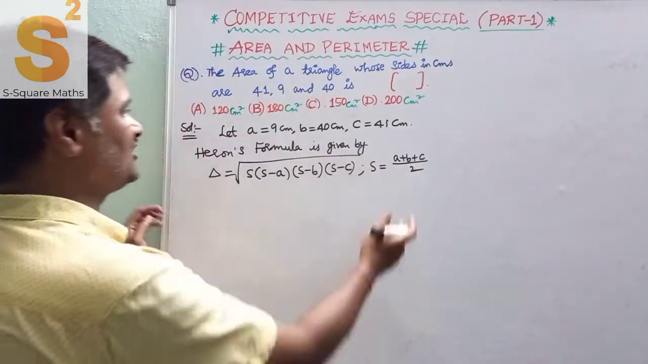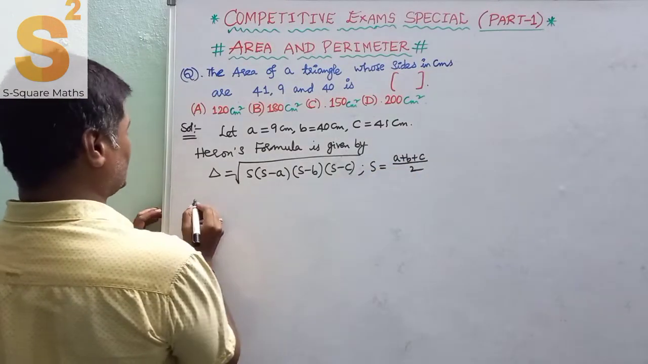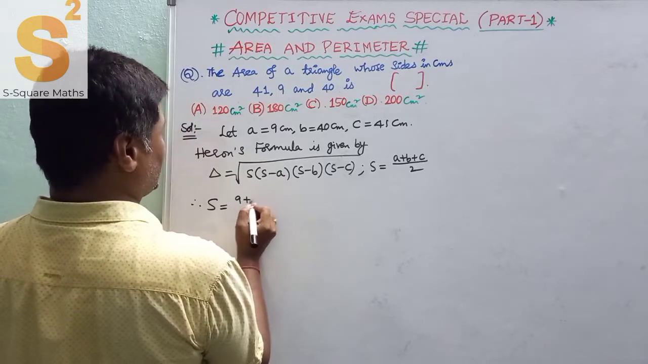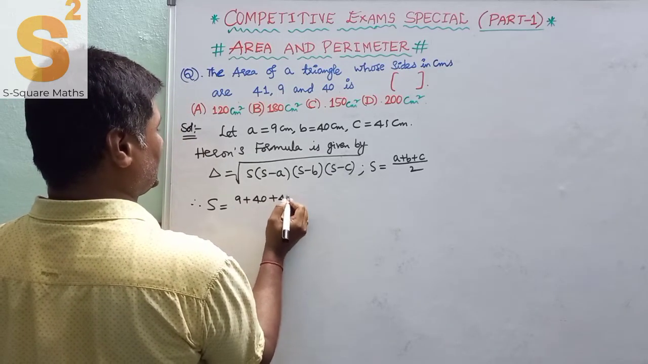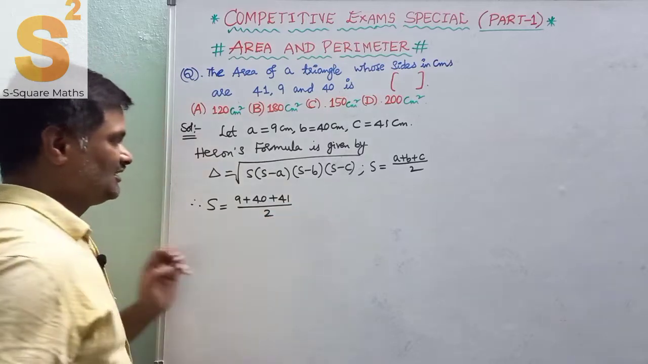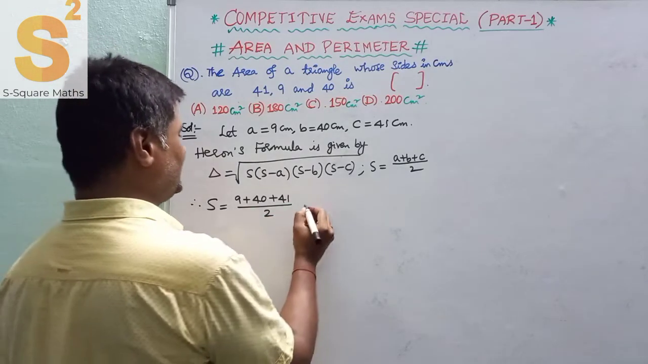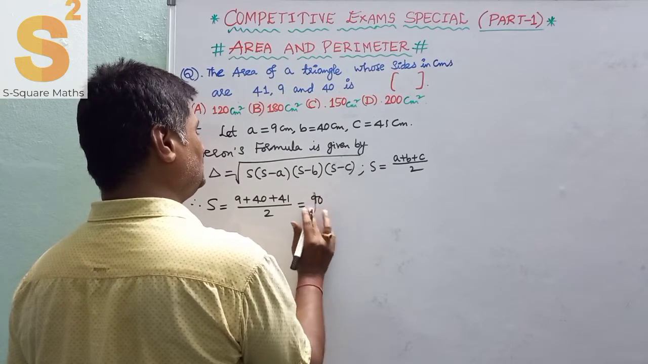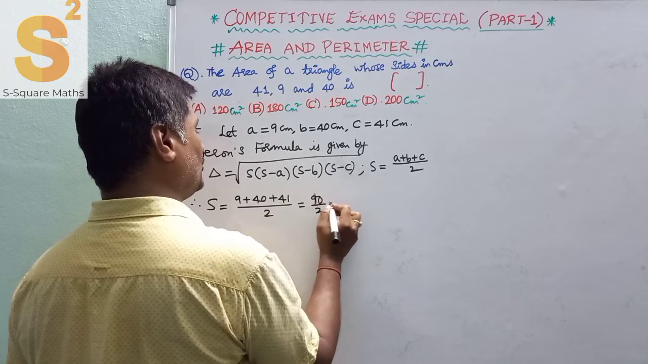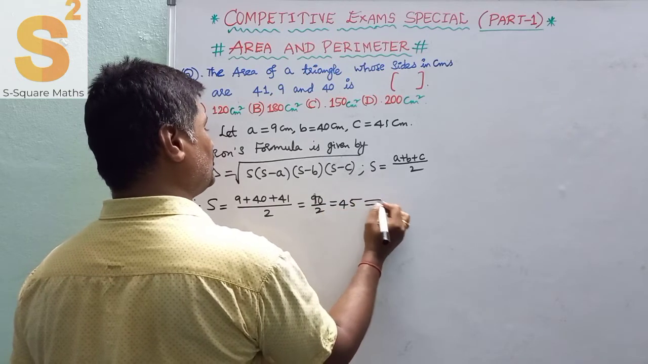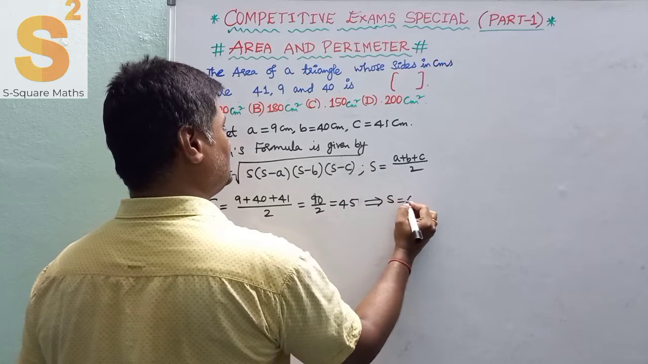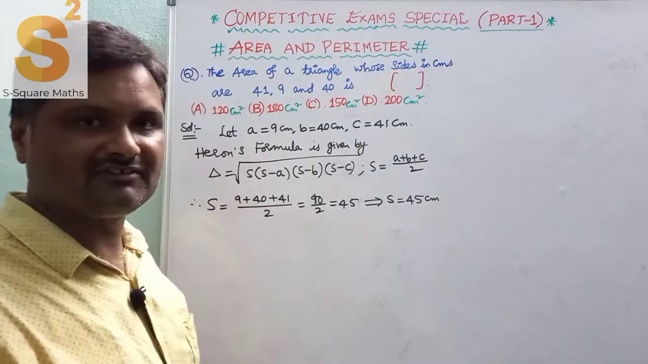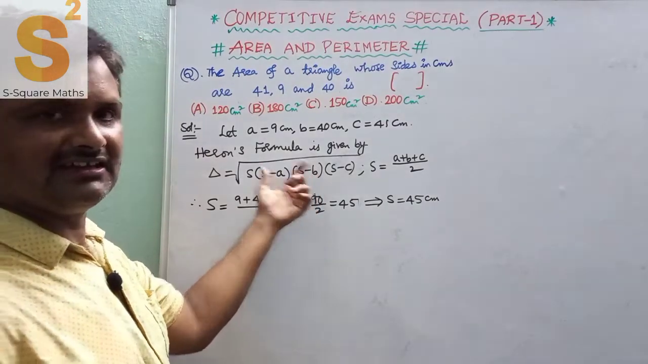So now S is obtained by the sum of all the sides by 2. Therefore S is nothing but A plus B plus C by 2, so 9 plus 40 plus 41 by 2. If you add, sorry, here it is 90 by 2, you are going to get 45. So our value of S is nothing but 45 centimeters. Semi-perimeter we got. Finally we have to substitute here.